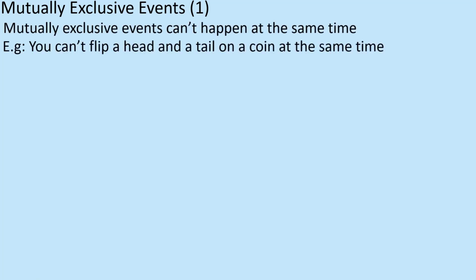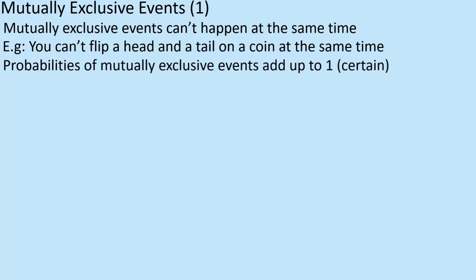Another example could be when you flip a coin: you can't get a head and a tail at the same time. So again, getting a head on a coin is mutually exclusive in relation to getting a tail on a coin. They can't both happen at the same time.